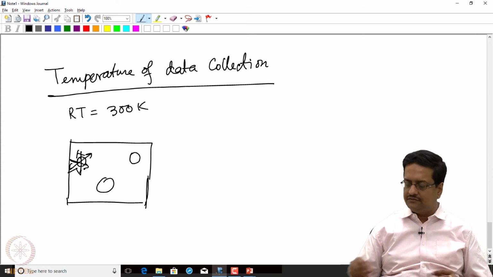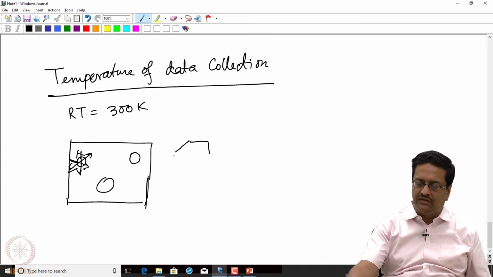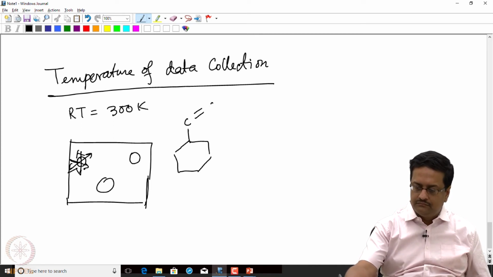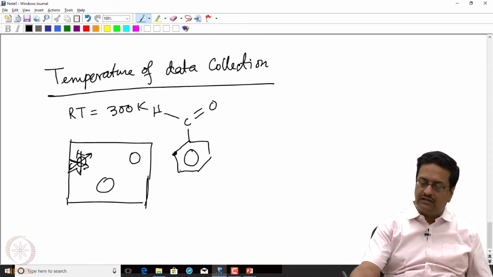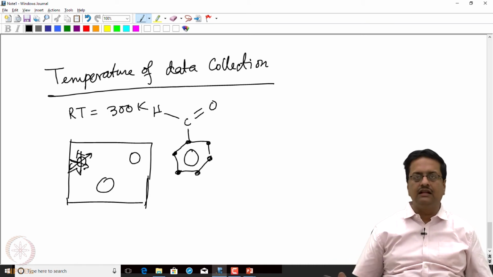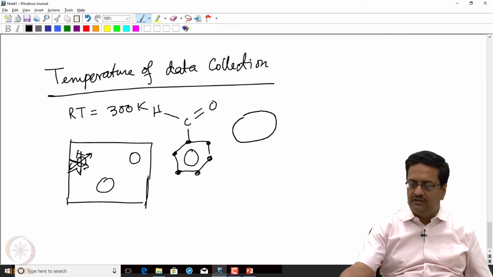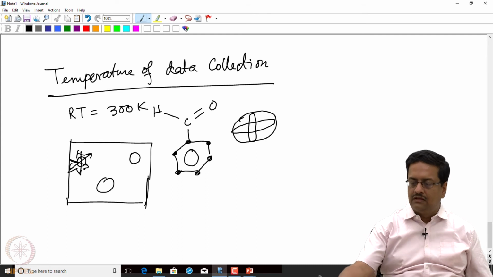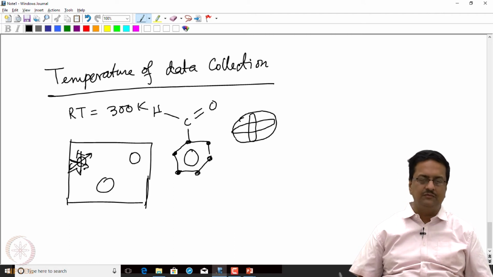And what we end up getting is, if we try to determine the structure at room temperature, suppose we have determined the structure of benzoic acid, what we may see is that the carbon atoms located at 6 positions of the aromatic ring and the carbon located in the carboxylic acid group, those carbons will have a large thermal ellipsoid structure, and it looks like a big rugby ball or an extended sphere. So, this happens because of the thermal motion of each and every atom present in a molecule.